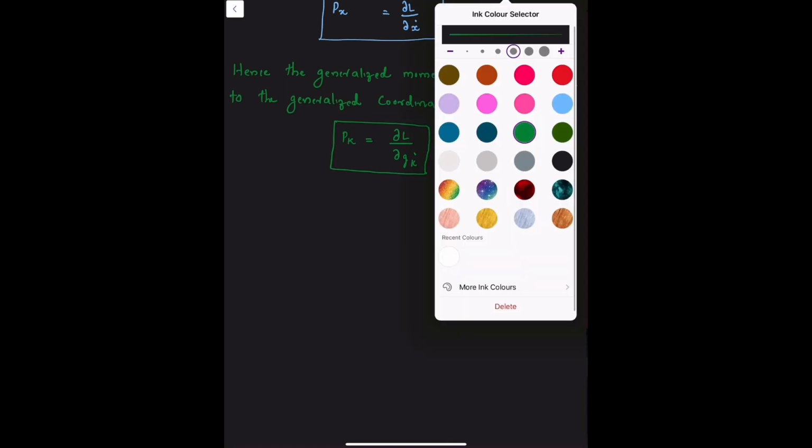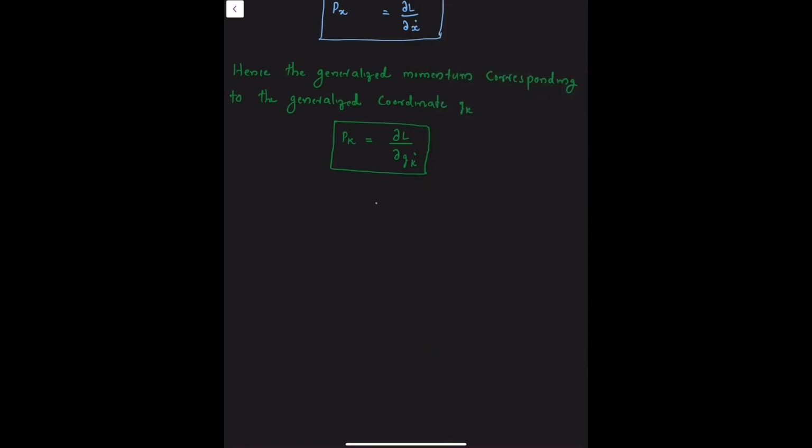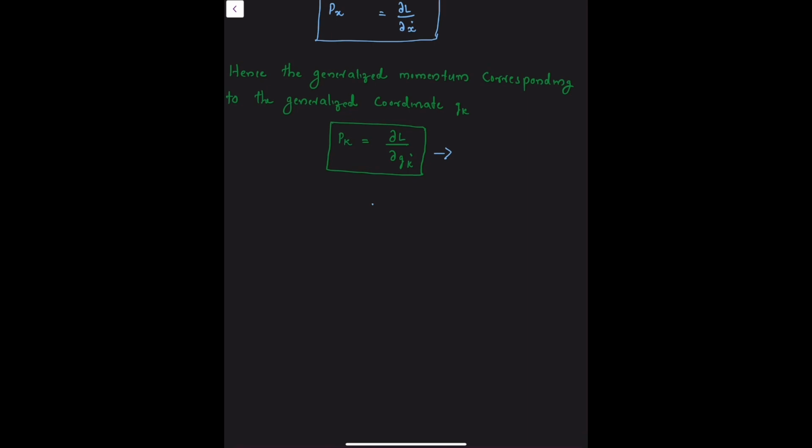This momentum, we will say this is the generalized momentum or conjugate momentum or canonical momentum. Pk is equal to dou L by dou qk dot.